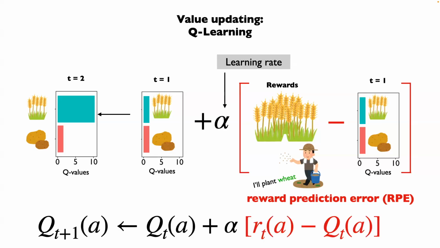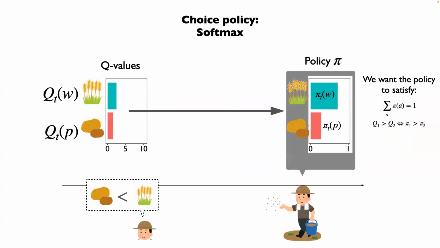More formally, we can write it like this: the Q value at time t is updated to the Q value at time t+1 for action A. Now that we have the updated belief value, Q value, what we want is the process of action selection, the action policy or decision policy. A policy defines the probability distribution over possible behavioral actions. In this case, we are only thinking about potato or wheat, so two options.